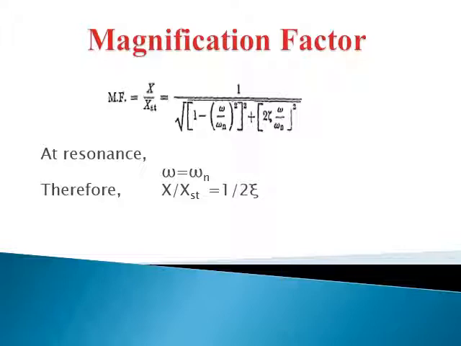And magnification factor. This X by X static is known as the magnification factor. As shown in the above equation, X was X static divided by this whole factor. Therefore, magnification factor is X by X static. How much is the amplitude magnified? At resonance, when omega equals omega n, this factor becomes 0. Then X by X static will be equal to 1 upon 2 zeta.